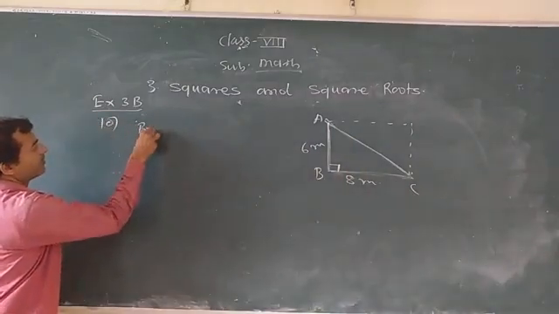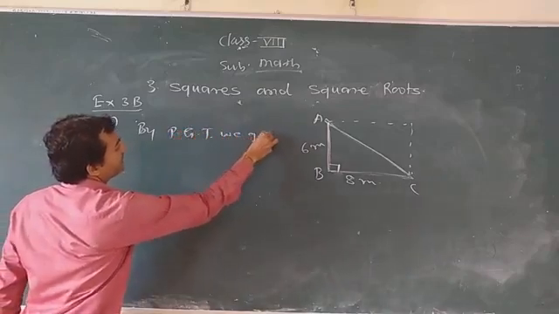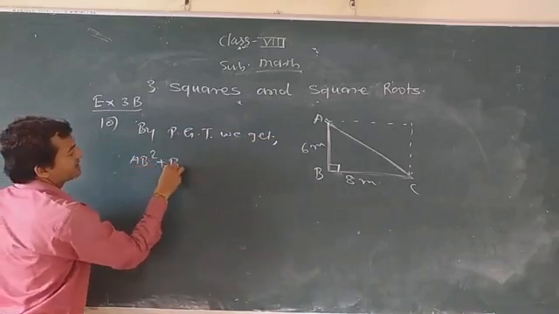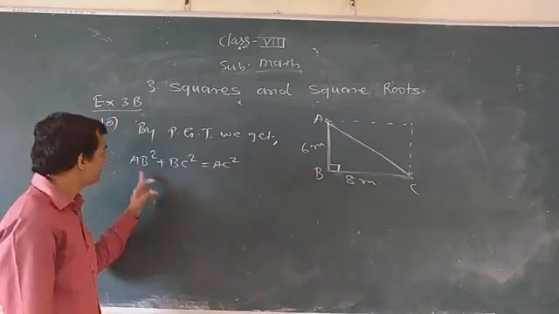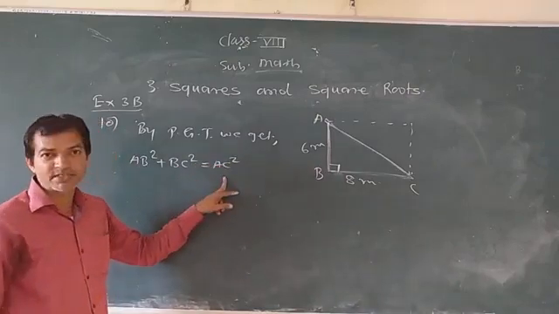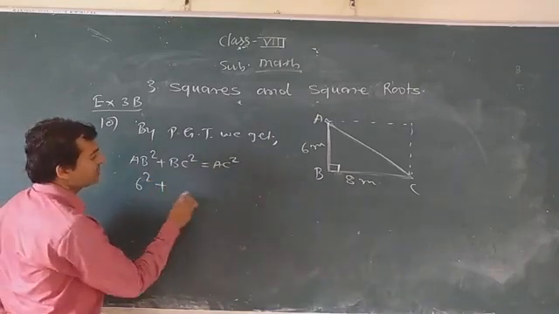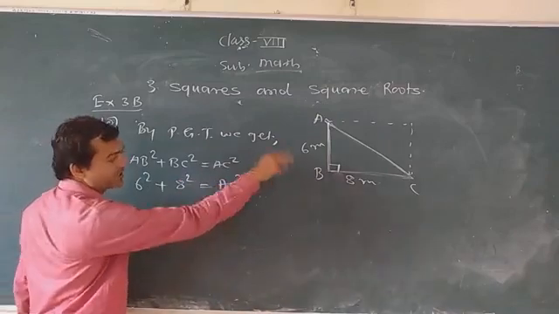By Pythagoras theorem, we get AB square plus BC square equal to AC square. AC means hypotenuse square. One side square plus other side square equal to hypotenuse square. AB is given, 6 square. BC means what? 8 square. And AC you have to find. This is the hypotenuse that we have to find.